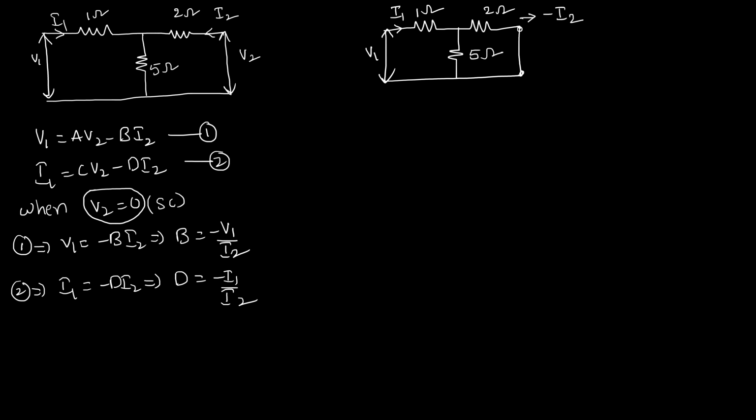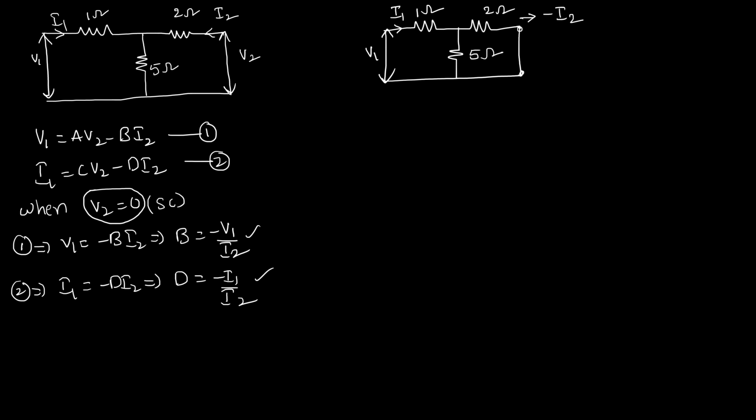Okay, now what should be calculated now? Look at the parameters B and D. So these two parameters are in terms of V1, I1 and I2. So here in this case, V1 is the supply voltage. So there is no need to do any kind of calculation. So if we are able to calculate the currents I1, I2, that is enough. There we get the parameters B and D.